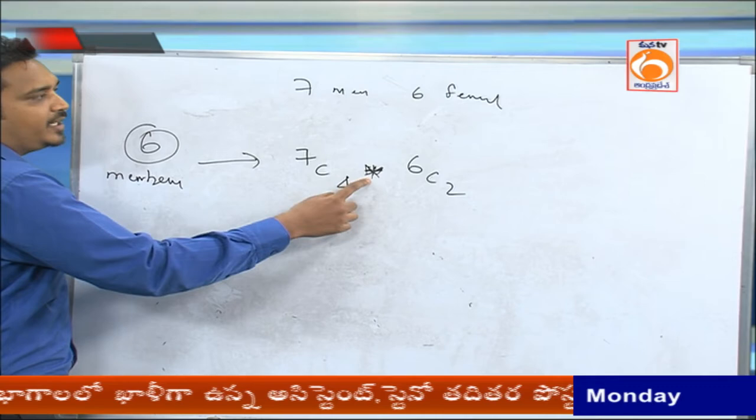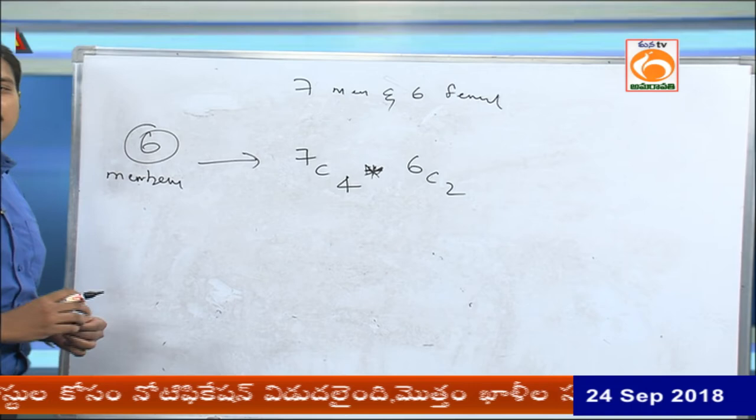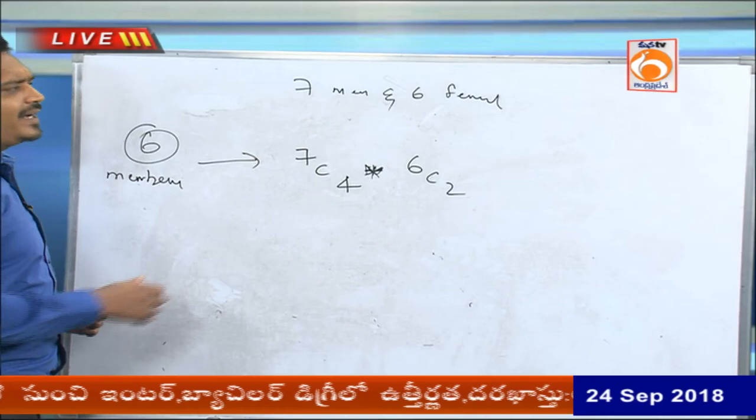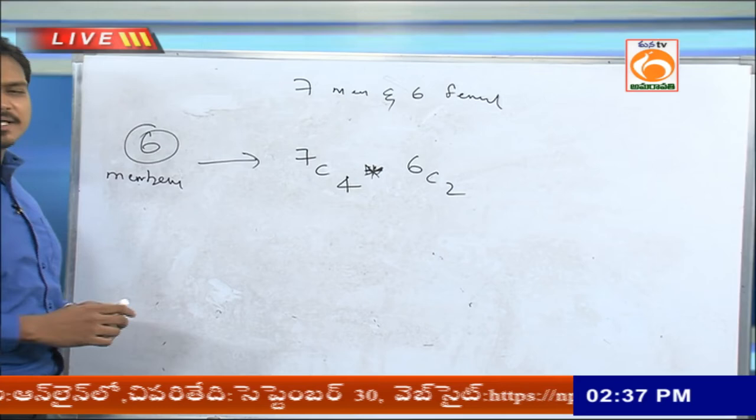So AND in permutation combination is always, you know, you have to use a multiplication symbol, and wherever you get OR, it's obviously, you know, addition symbol. So you have to follow the same rule here. Now in such case, so 7c4 and finally it is going to be 2 females undali ee 6 members lo. Are 2 females evaru ante 6 females lo unna evaranna iddaru, so it's going to be 6c2.